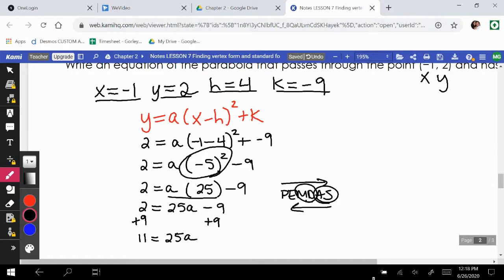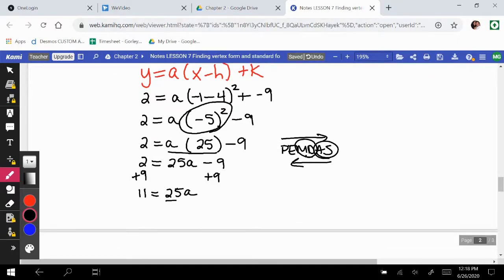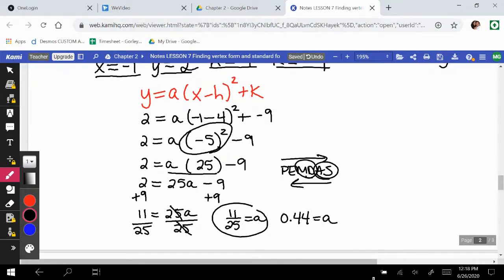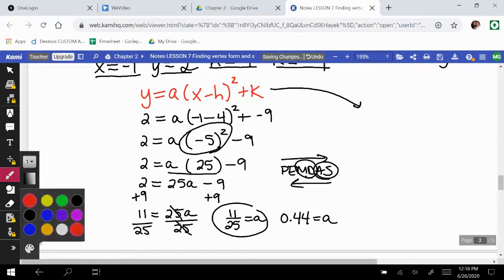All right, and then I'm going to undo the multiplication by 25, and I'm going to divide both sides by 25. So I end up getting 11 over 25 for A. If I put 11 over 25 in my calculator, I get 0.44. That is a terminal decimal that stops. It's not like we rounded that, so you can choose to use either one for A. I'll go ahead and use 11 over 25. Okay, so I'm going to borrow this equation again.